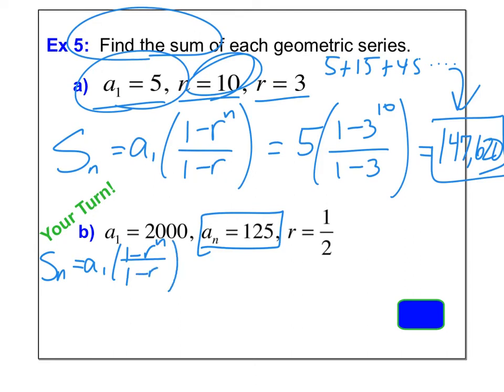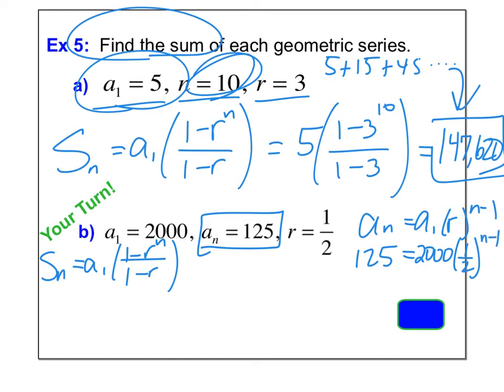Okay, we know r, and we know a1, and we know a sub n. So if a sub n is equal to 125, we can go and plug this in to our geometric sequence equation. So 125, the first term is 2,000, r is 1/2 to the n minus 1.